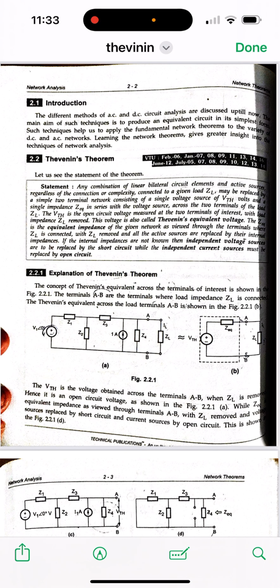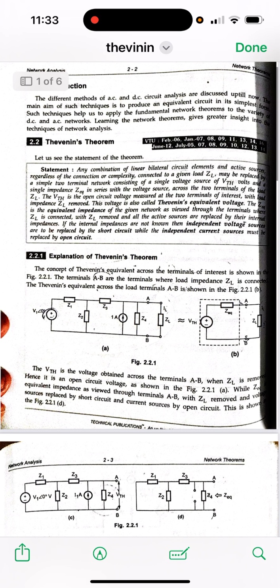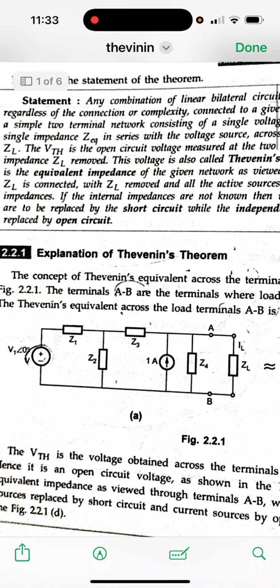So, dear student, in the examination they might ask you to state and explain Thevenin's theorem. Whatever the statement is in the document, the same thing you have to write. That I'll explain to you. You can clearly see one diagram here, right?